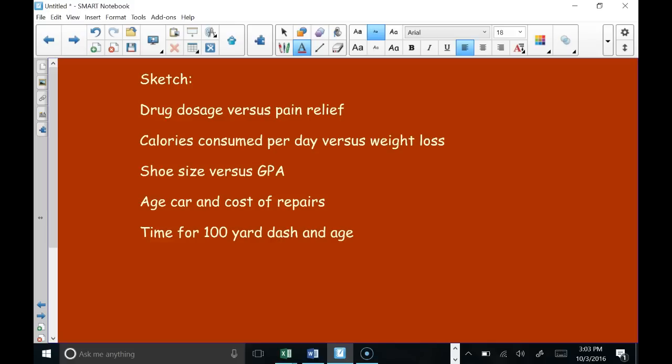What I'd like you to do in your notebook is sketch what you think each of the following scenarios would look like if you drew its scatter plot. Think about what goes on the x-axis and what goes on the y-axis, in other words, the response variable, and make just a quick sketch. Okay, hope this helps. And before we go, it's drug dosage versus pain relief, calories consumed per day versus weight loss, shoe size versus GPA, age of a car and cost of repairs, and time for a 100-yard dash versus age.